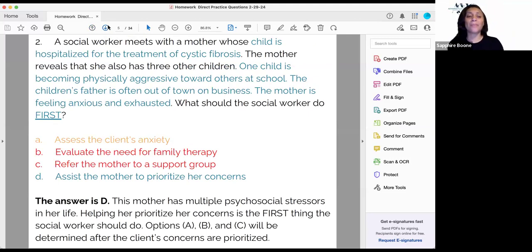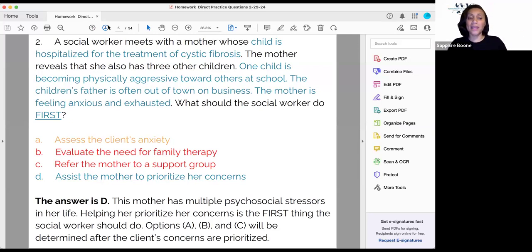So after we kind of understand this, D is kind of saying, let's check in with the client. What does the client want to address first? And you also see where it doesn't fully say the assessment is completed. It doesn't really say that, but it just gives us a list of issues. So that's really what's going on. It gives you a list of things the mother is going through. And your first option after seeing all of the issues is to help the mother prioritize the concerns.